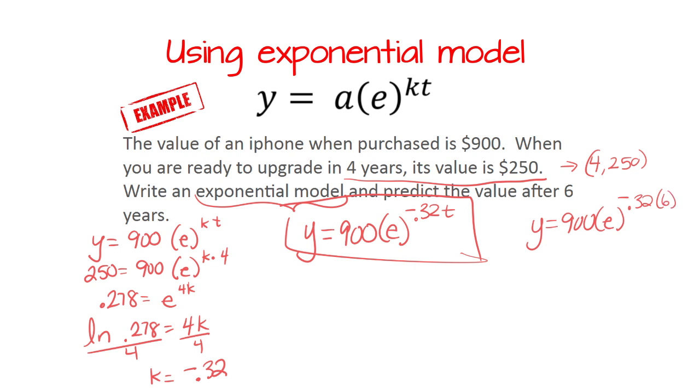All right, so I'm just going to type it all in as is. I got 900 times, and then I do second ln to get that e to the, and then I just go up and grab that k value, and then times 6, enter. All right, so what I have, this is money, so I'm going to say that the value after 6 years is $131.76.